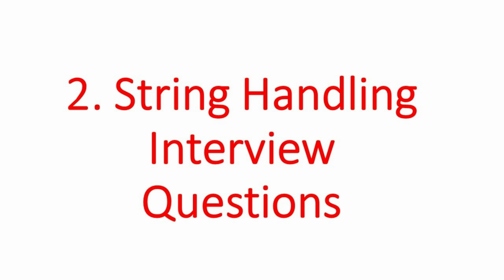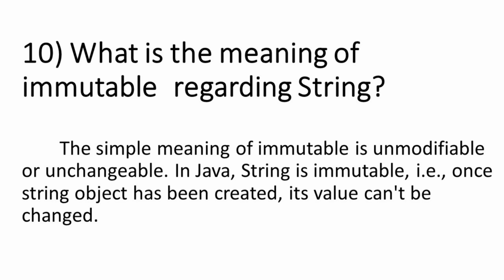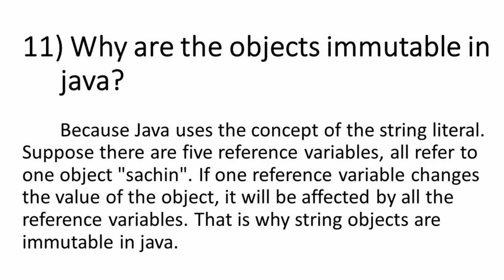String handling interview questions. What is the meaning of immutable regarding string? The simple meaning of immutable is unmodifiable or unchangeable. In Java, string is immutable. That is, once a string object has been created, its value can't be changed.